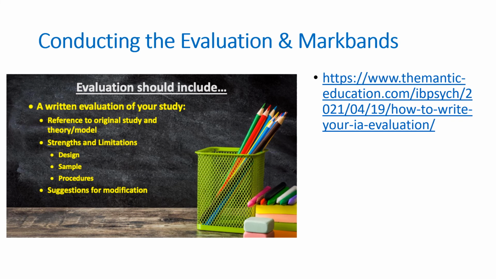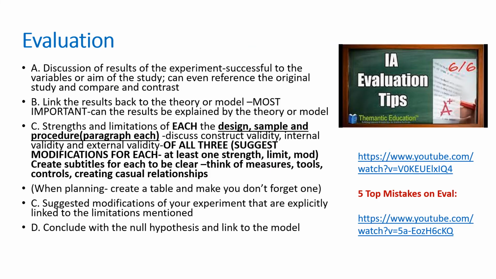It's a pretty long section because you have to actually provide some kind of detailed information, but let's go through what it's going to look like on your check sheet. So first of all, you're going to discuss the results of the experiment. Was it successful to the aims of your study? And you can reference the original study unless you're going over on word count. Then don't worry about putting in the original study. And if you proved something as well like the original study, don't worry about that.